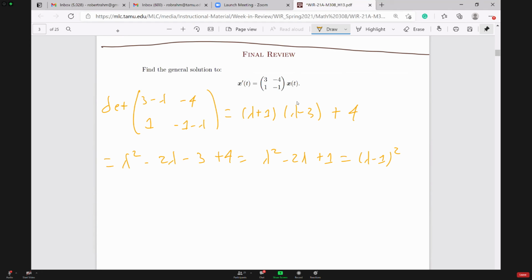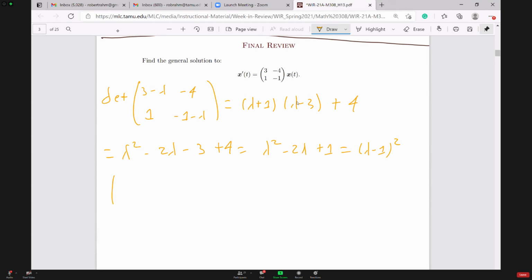Now we want to find the eigenvectors. So we want to solve the equation [3 minus 1, minus 4; 1, minus 1 minus 1] times [x, y] is equal to [0, 0]. Okay, so the top equation reads 2x minus 4y equals 0, and the bottom equation reads x minus 2y is equal to 0.